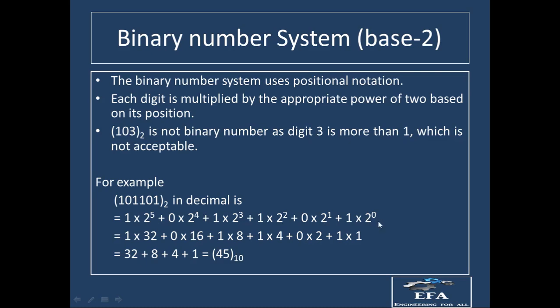Now let us take an example. Suppose we are having 103 with the base 2. Does it represent a binary number? No, because we are having 3 over here, which is more than 1, and any digit which is more than 1 is not acceptable in a binary number.